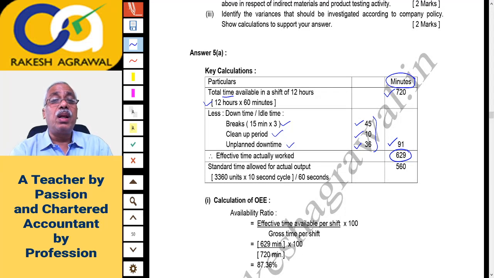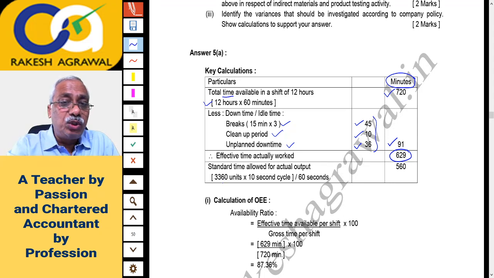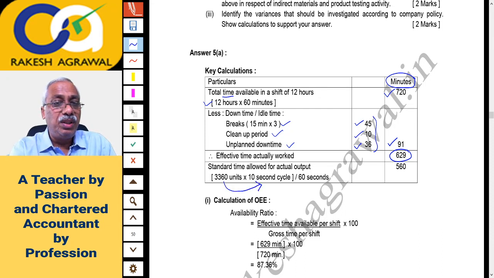Similarly, standard time allowed for actual output. Now this is important. Standard time for actual output, which we use in efficiency variance calculation. You have actually produced 3360 units, and each unit requires 10 seconds. 10 seconds is the cycle time. 3360 units into 10 seconds will become 33,600 seconds. These seconds I am dividing by 60 to convert it into minutes. Right? Seconds converted into minutes. So that is 560.